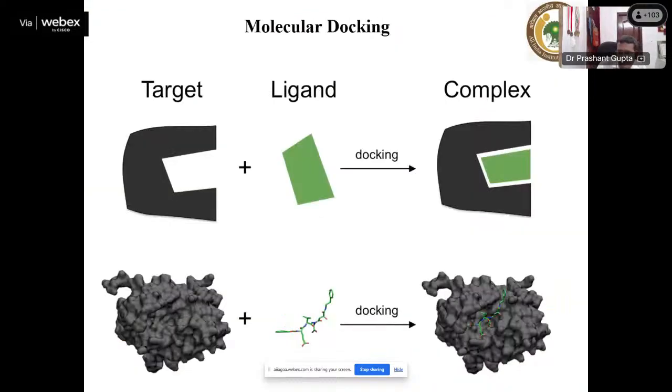Now coming on to the main topic, which is usually now the bread and butter for computational studies, we saw computational molecular docking. Molecular docking is as simple as the lock and key method.